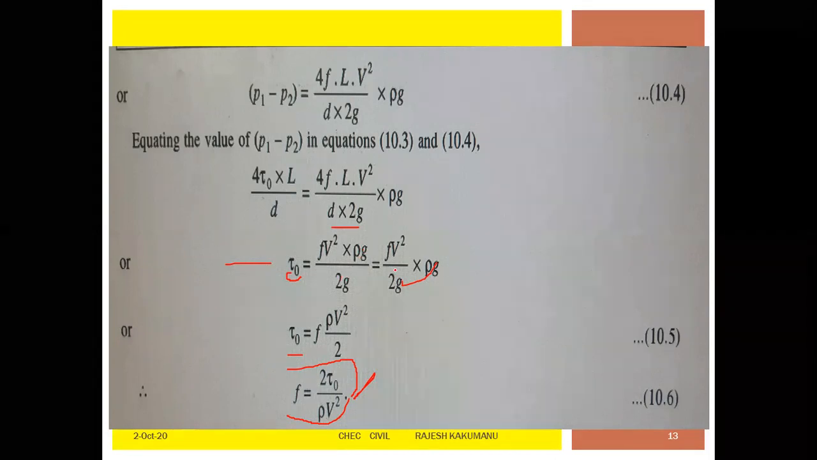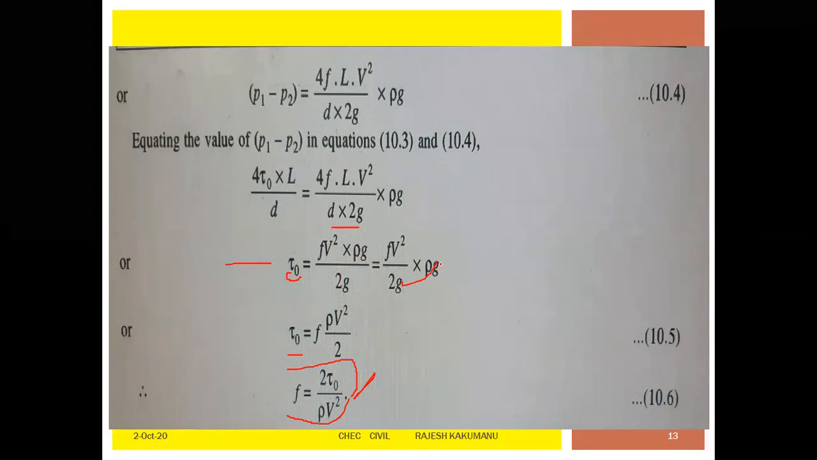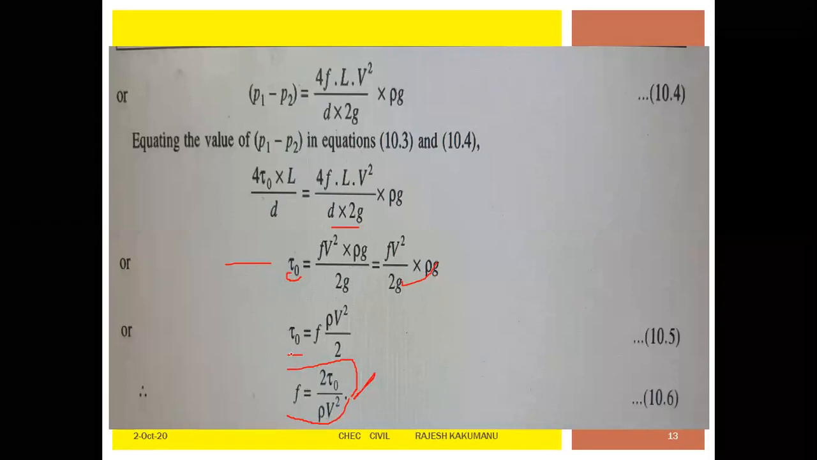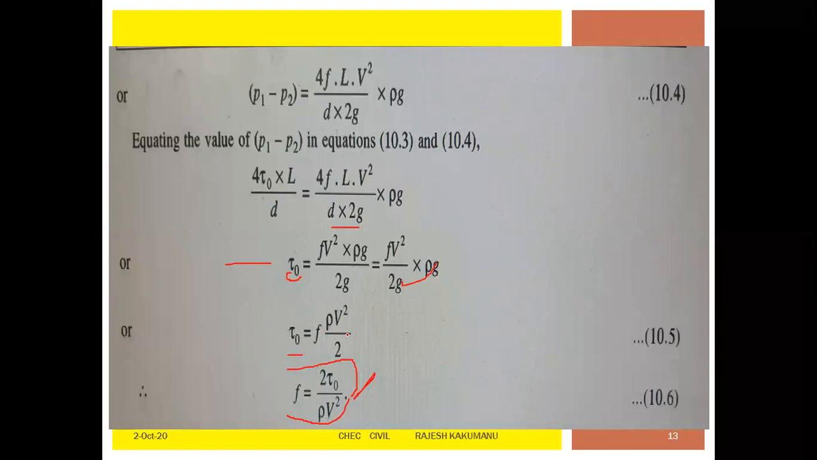If you simplify this further and cancel the g, then tau 0 is equal to F into rho V square by 2. Therefore, F is equal to this one. So finally, what we got is the shear stress equation. This is the shear stress equation.